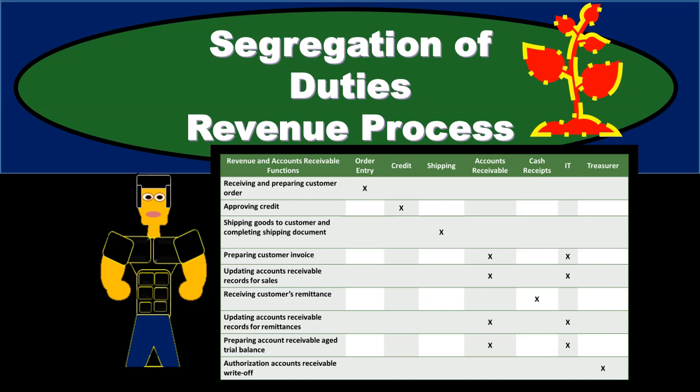In this presentation, we will discuss the segregation or separation of duties related to the revenue recognition process. So we've discussed the components of the revenue recognition process. Now we're going to talk about one of the major types of controls with relation to it. And this is one of the major types of internal controls with relation to any type of process that we are going to set up.